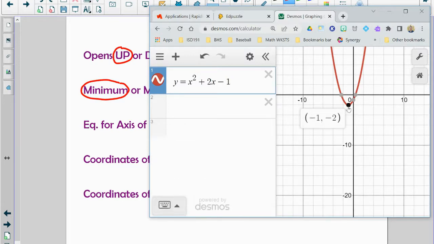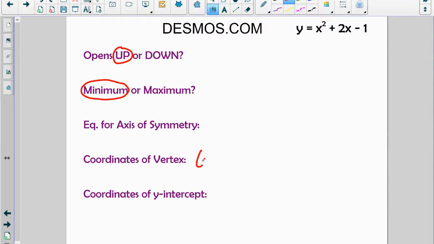If I even click on it, it makes it dark and it shows me the coordinates are at -1, -2. So again, that's my vertex, -1, -2.